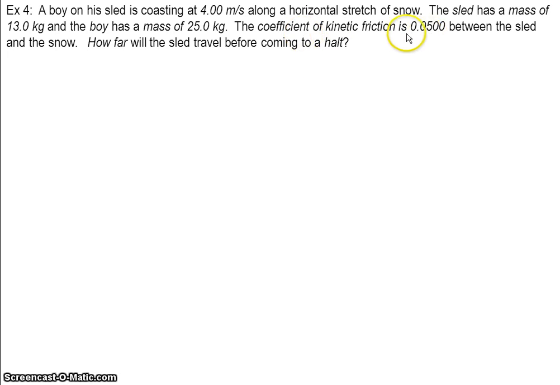We know the mu k value. We can find the normal force based on his mass and the sled's mass. We can find the weight of both of those. And then if we know the force, that will be the net force. And if we know the net force, we can find the acceleration. If we know the acceleration and the initial velocity, we can then find the distance traveled. So that's kind of what we're going to be going through here.